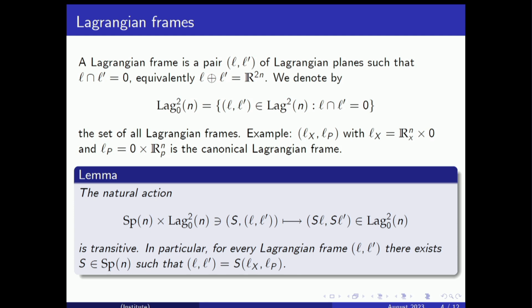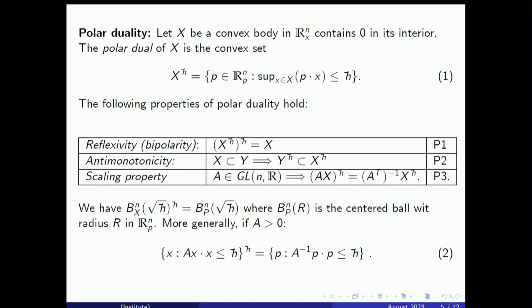Good. This being said, I introduce the notion of polar duality. It's a notion from convex geometry. You define the polar dual of a convex set X in this way here: the set of p such that the supremum of the products px for all x in X is smaller or equal to h bar. Actually, h bar is taken equal to 1 in the usual theory of convex geometry, but since we are going to quantize this, I prefer to introduce a parameter. Well, it's of course very easy here.